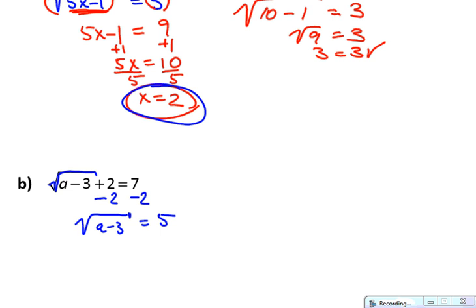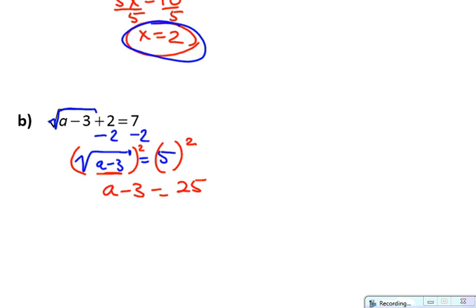I'll take the left side, square it, and the right side, square it. When I square my radical, the inside comes out. And then 5 squared is 25. Solve this little equation, so plus 3 on both sides. So I get a is equal to 28.